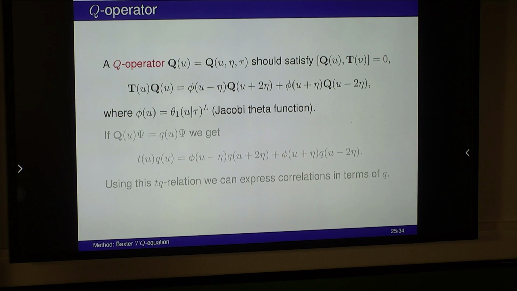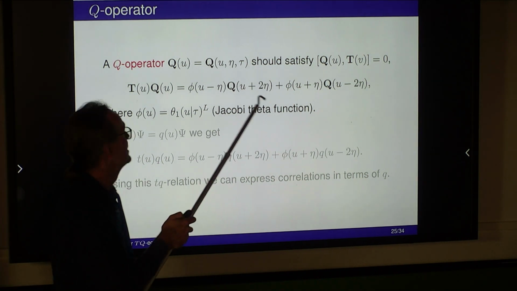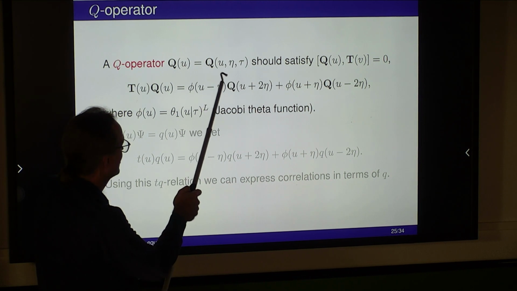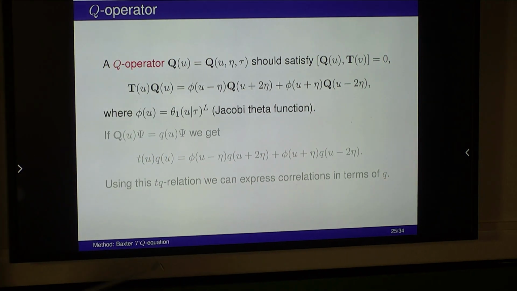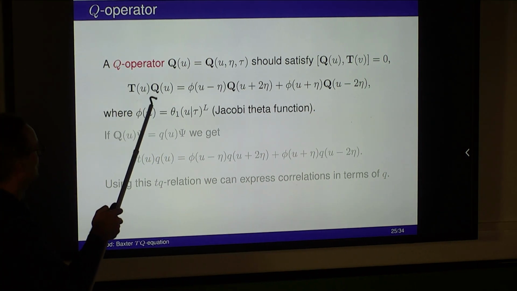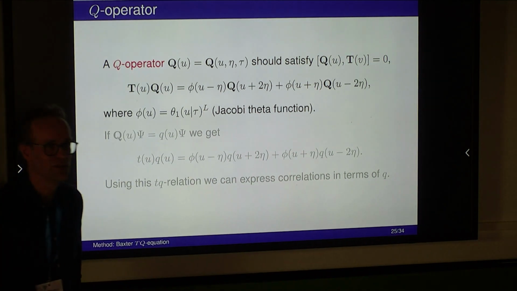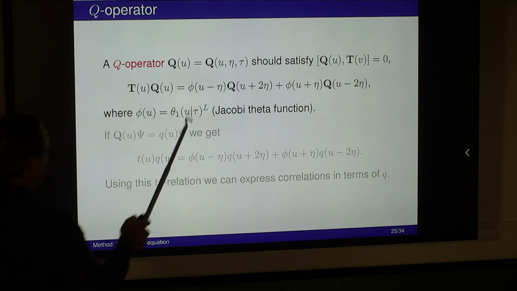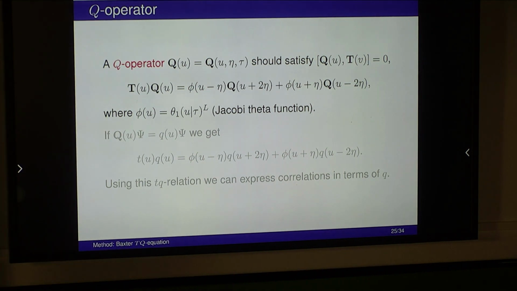So a Q operator comes from the work of Baxter. It's some other family of operators that should commute with your T operators and satisfy such a relation that if you multiply T and Q together, you get a linear combination of two Qs with shifted parameters, shifted spectral value. And the coefficients, in this case, are just some power of Jacobi theta functions.